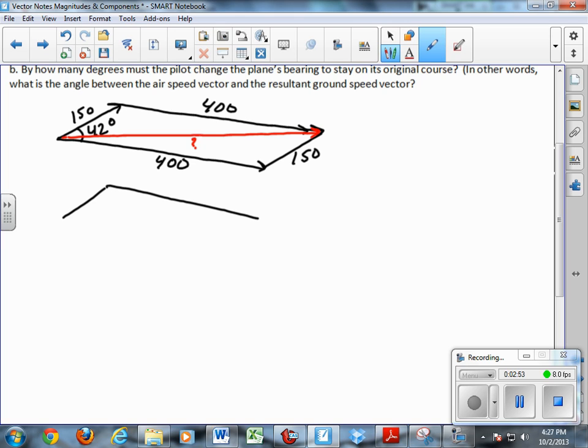Now, if only I knew one more crucial piece of information. I know this is 400. I know this is 150. I want to find this. What if I just knew that angle? Then I could use law of cosines.